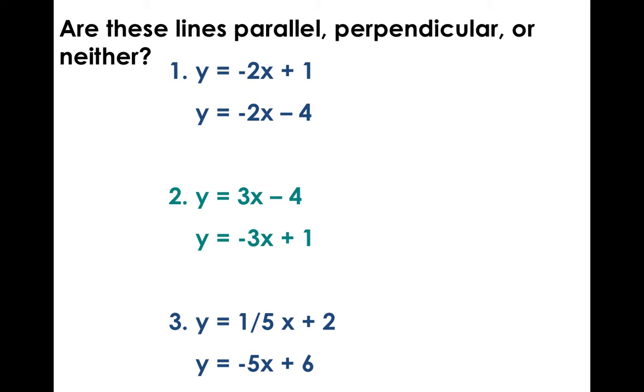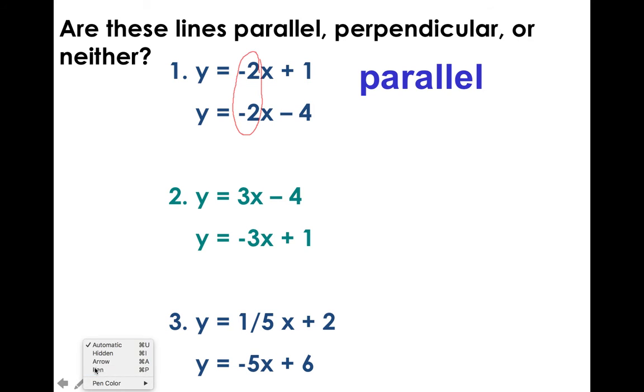So when you look at this first one, notice that the first thing you do after you put them in slope-intercept form is you look at your slopes. Well, when I look at these slopes right here, what do those slopes tell me? Those slopes tell me that they're the same number, sign and all, so therefore they must be parallel. Also, we need to look at that these y-intercepts are different.